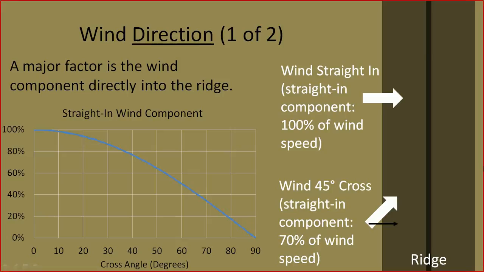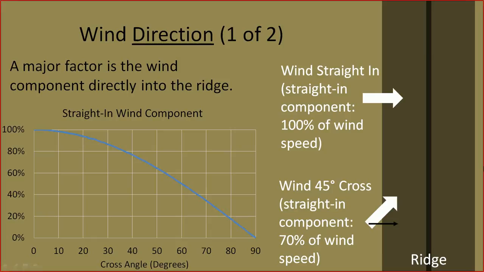What you might find interesting about this curve is to get what angle gives you half of the wind speed blowing straight into the ridge, and that angle is 60 degrees. So it can be cross to the ridge, 60 degrees, blowing more parallel than perpendicular at the point where this simple vector analysis gives you half of the wind strength blowing straight into the ridge.